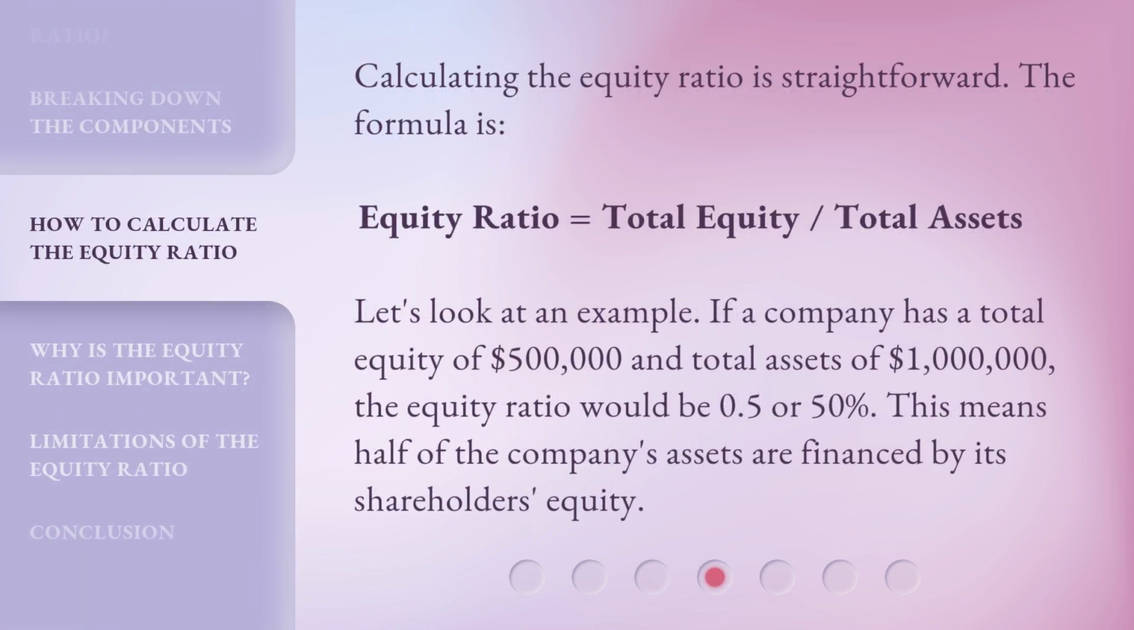Calculating the equity ratio is straightforward. The formula is equity ratio equals total equity divided by total assets. Let's look at an example. If a company has a total equity of $500,000 and total assets of $1 million, the equity ratio would be 0.5 or 50%. This means half of the company's assets are financed by its shareholders' equity.